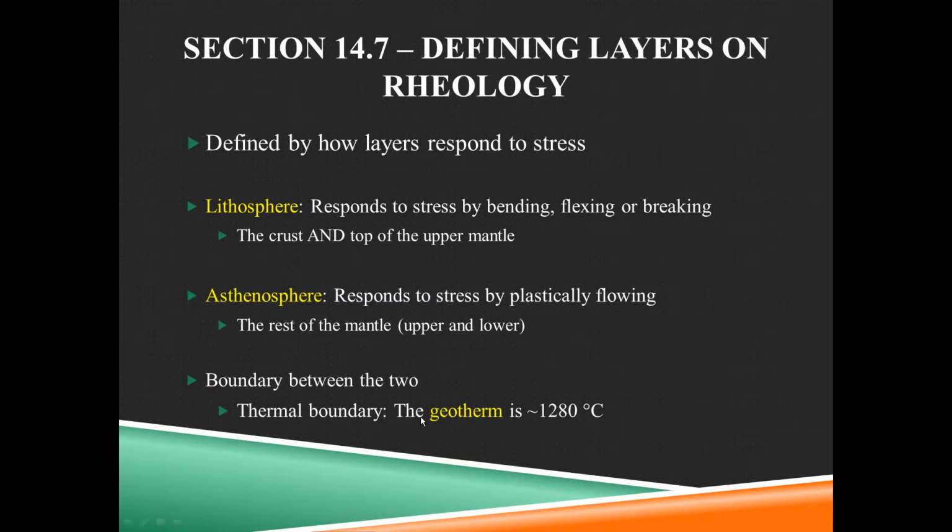A temperature boundary is called a geotherm. It's where that temperature is reached all across an area. It's sort of like a topographic map, except instead of elevation surface, it's a temperature surface. And the geotherm that we care about for changing from lithosphere to asthenosphere is the surface where the rock is 1,280 degrees Celsius.